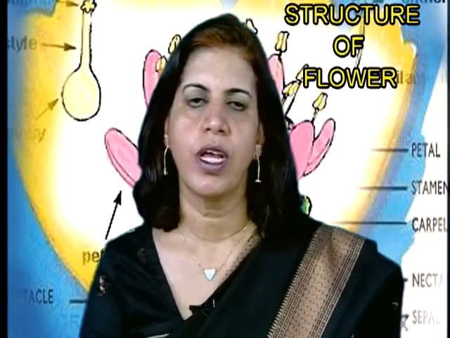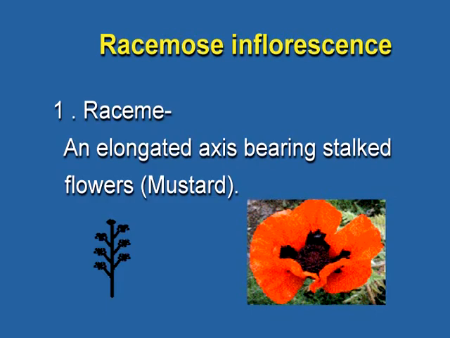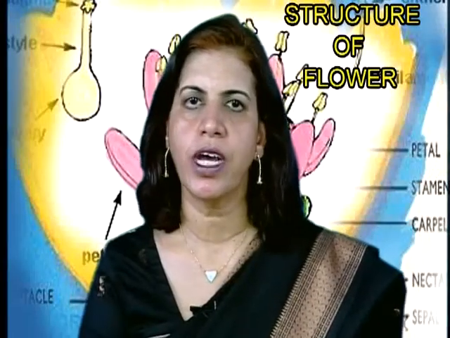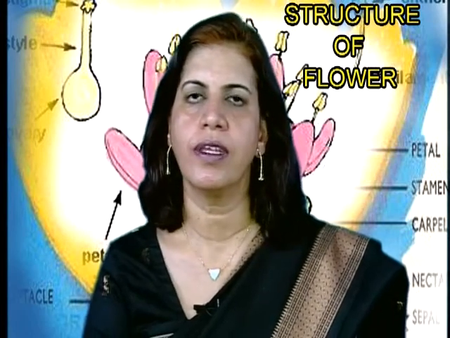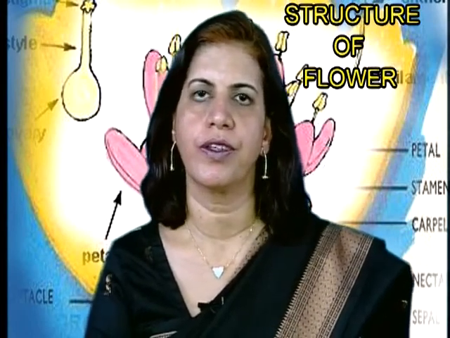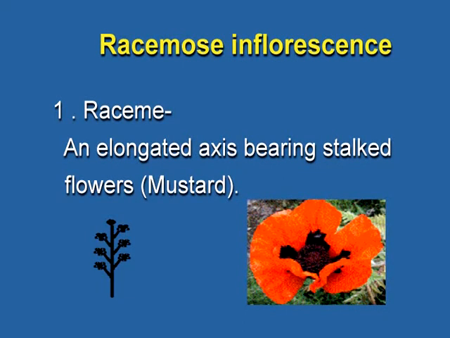So, first of all, let us talk about racemose inflorescence. There are special types of inflorescence also. Now see, this is the racemose inflorescence. In racemose inflorescence, first there is raceme. What is raceme? In raceme inflorescence, it produces an elongated axis which produces stalked flowers. That means flowers present on the axis are along with the stalk.